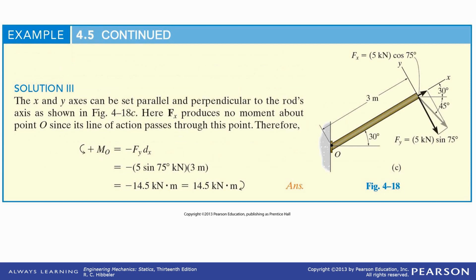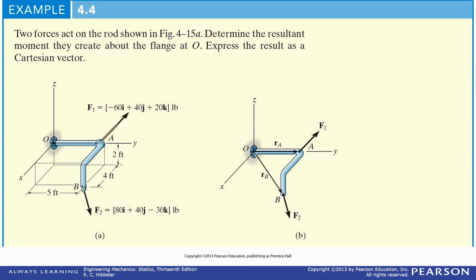Solution 3 looks at it from, we're rotating the coordinate axis. We're letting the x direction be along this and the y direction being this way. So now, with our rotated axis, we just have 3 meters in the x direction, and we only have to worry about this component, 5 kilonewtons times sine of 75. And guess what? Same answer. Okay, two forces now. Let's take a look at that guy.